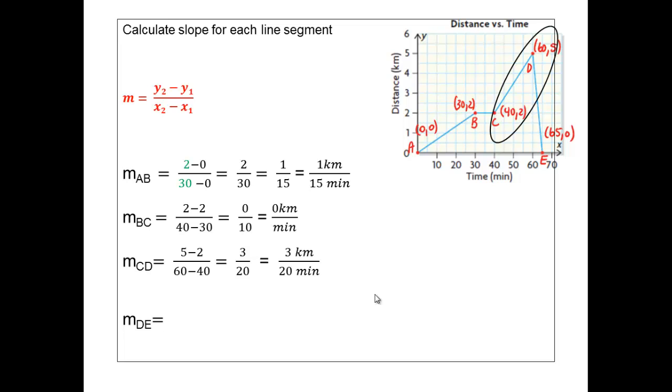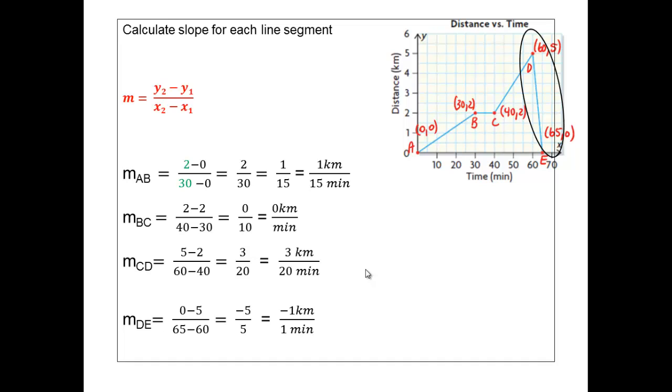And we have one more left, and that is slope DE. So here we have 0 minus 5 and 65 minus 60. And when we do some math, we see that we get negative 5 over 5. And once that simplifies, it is negative 1 kilometer for every minute.